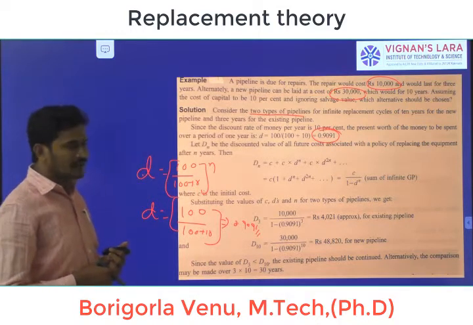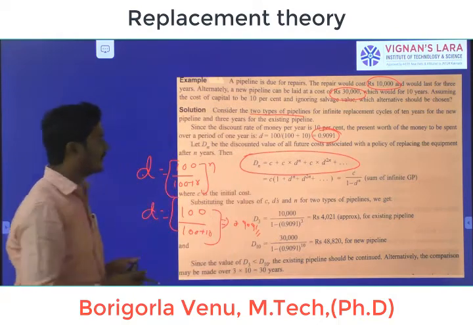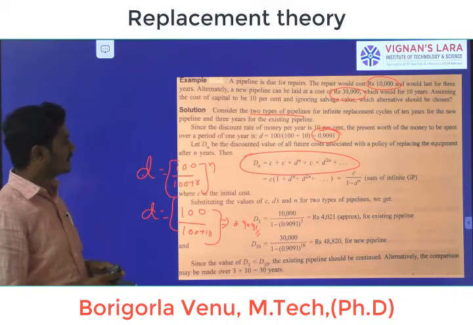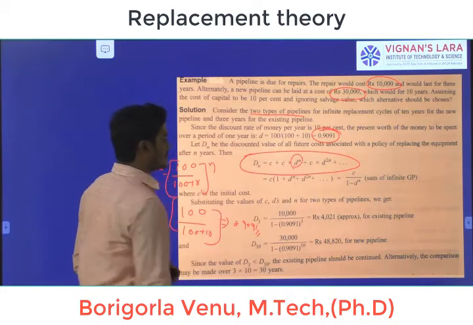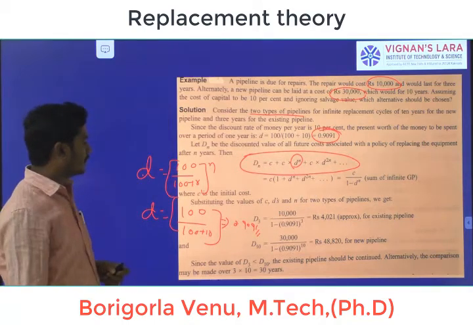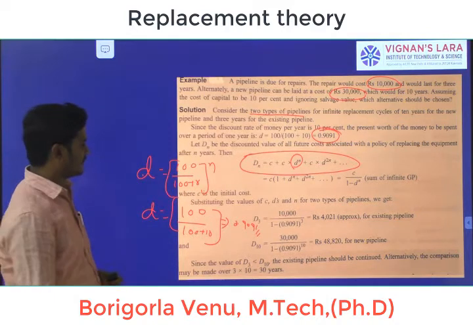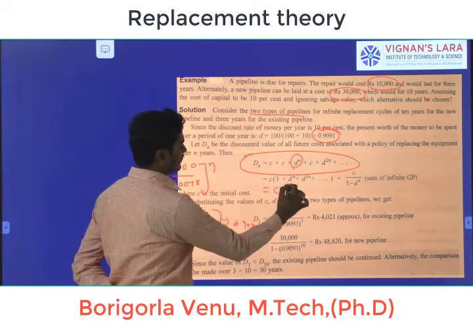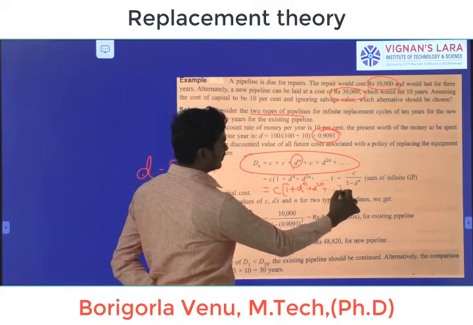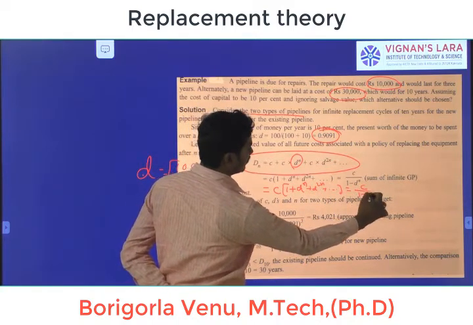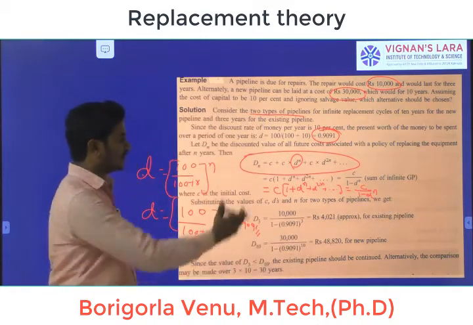By the help of the formula, Dn is equal to c plus c into d power n plus c into d power 2n. Here we know the d value. D is the depreciation cost or work factor, and c is the initial cost. From this, they simplified the formula: c into (d power n plus d power 2n plus and so on) is equal to c by (1 minus d power n). This is for the infinity case.